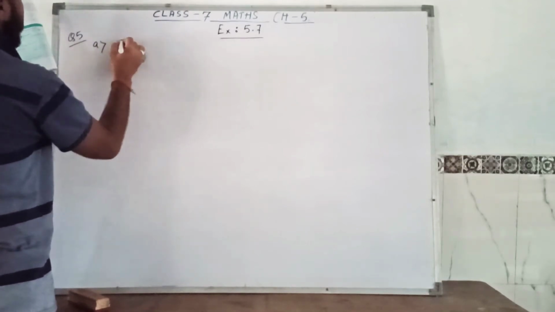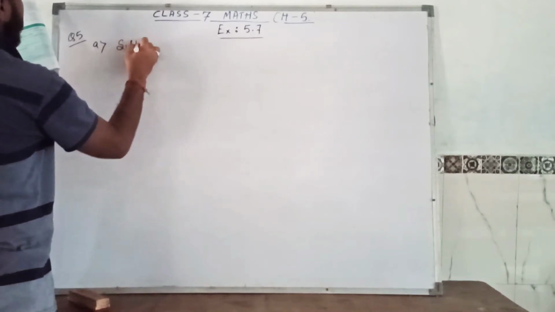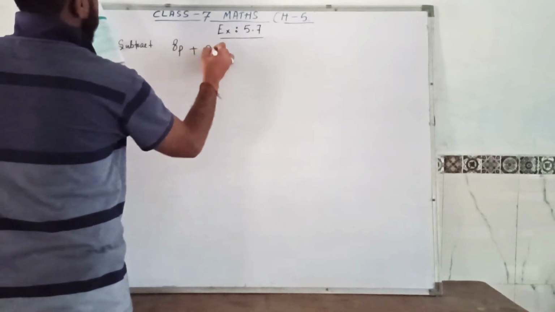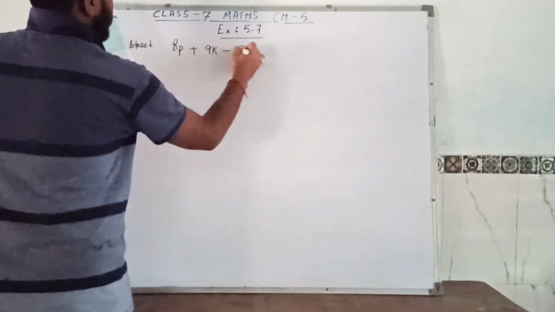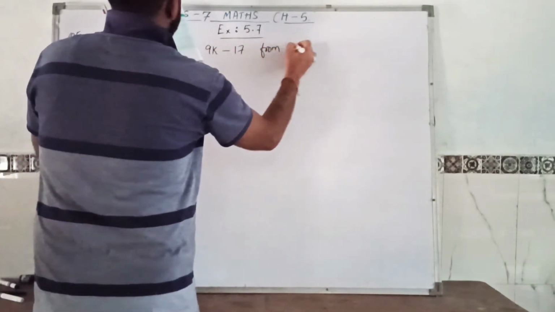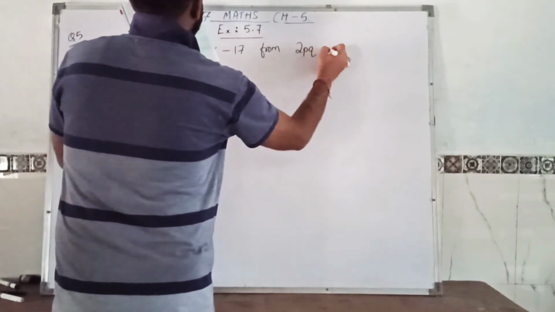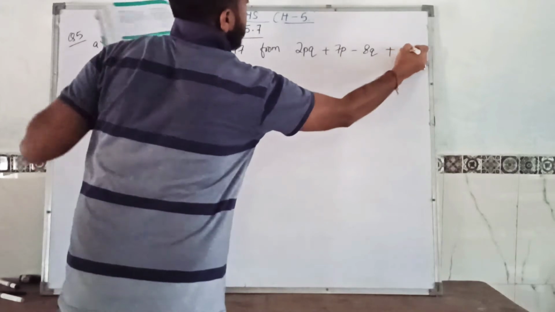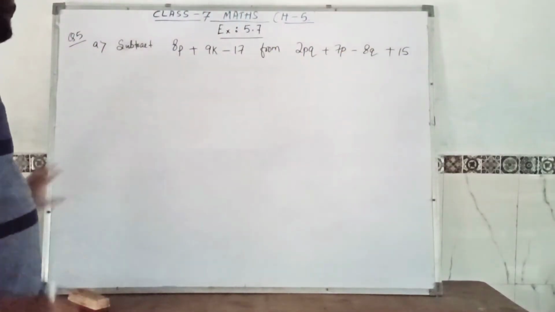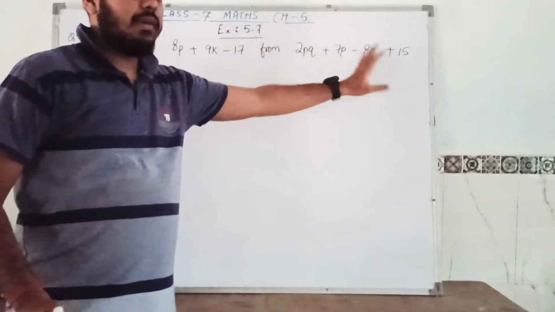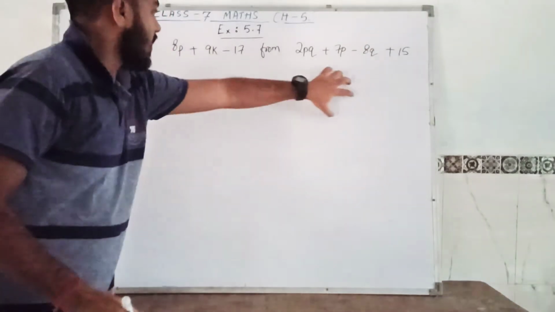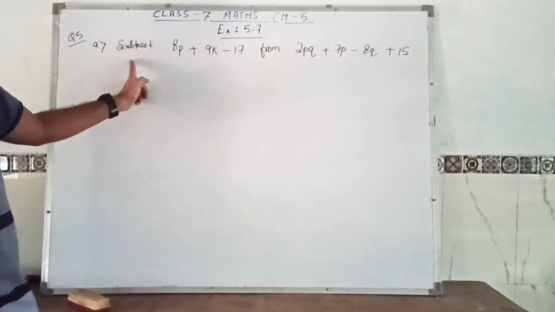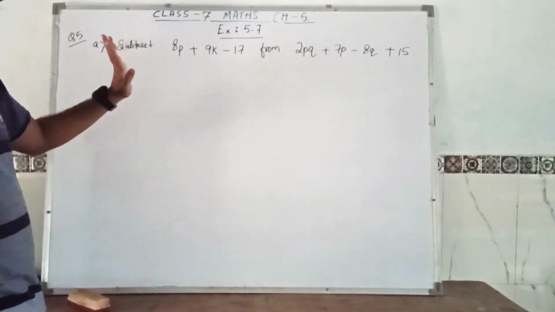The question says subtract 8p plus 9k minus 17 from where? From 2p cube plus 7p minus 8q plus 15. So you have to subtract this expression from here. From here you will subtract this one. So this will come first, this will come second, and it is a subtraction. Keep that in mind.